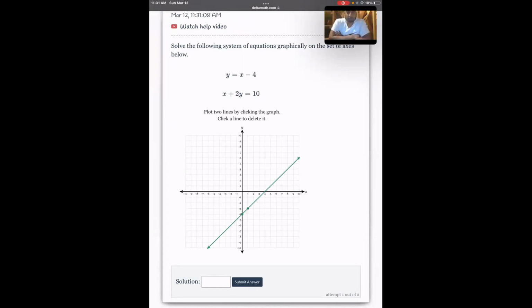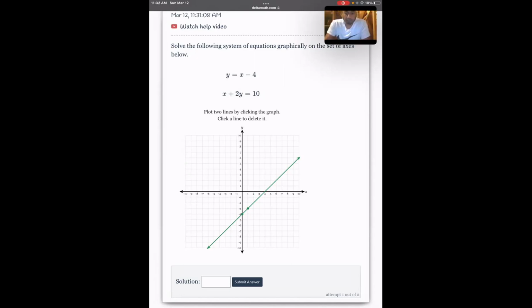Second equation, solve it for y. So we know that... go ahead. Would it be at positive 2? Would what be at positive 2? The dot. Let me see. No.